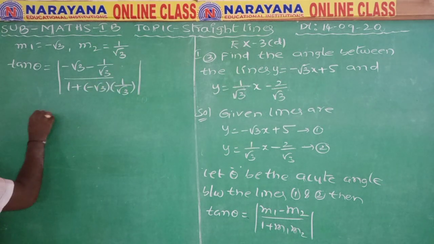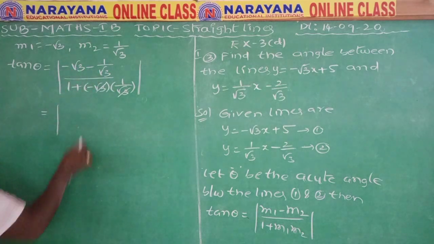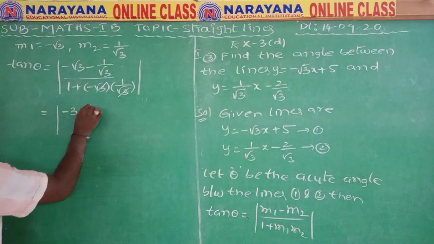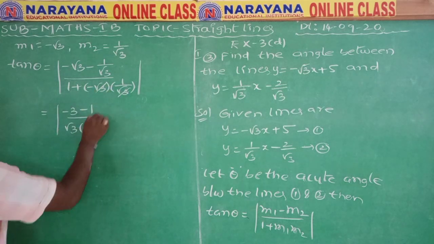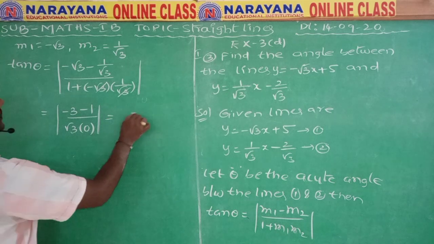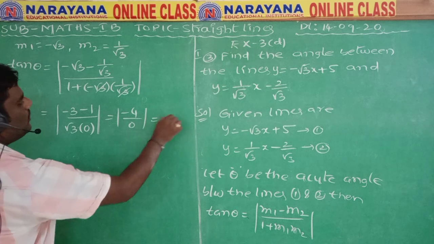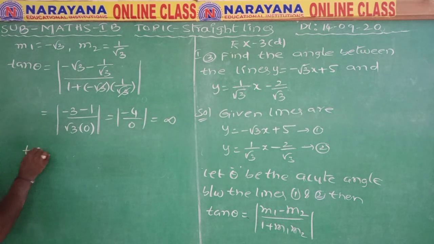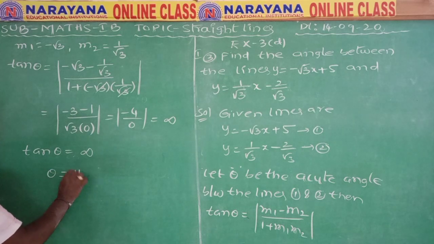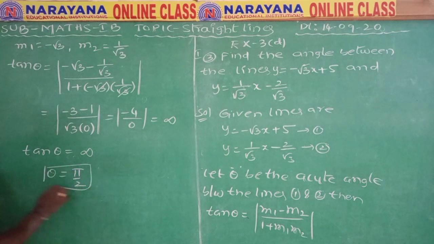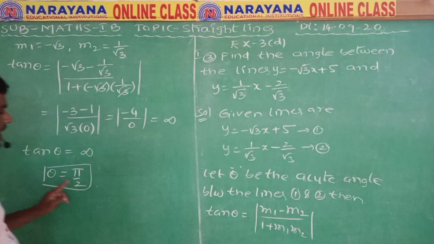That is equal to, root 3 gets cancelled, root 3 times root 3 is 3. So minus 3 minus 1 by root 3, over 1 minus 1, which is 0. That is equal to something by 0, minus 4 by 0. That is equal to infinity. That's why tan theta is equal to infinity, theta is equal to pi by 2. That's why the angle between the given two lines is 90 degrees.